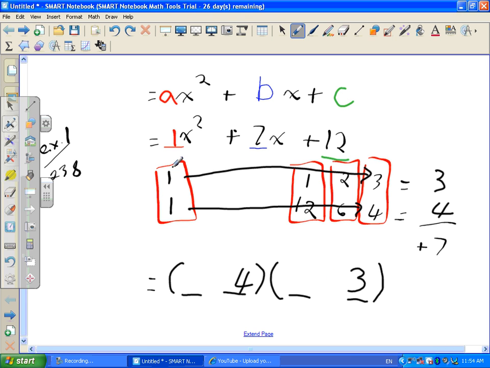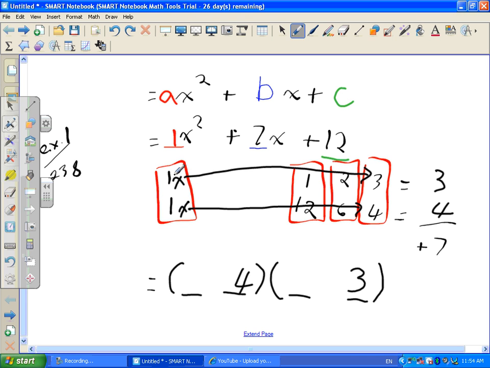Now the first term is this. Now I've done 1, but actually I have x squared. So I actually have to put an x to both of these. 1x times 1x is going to be 1x squared. Okay? Now I don't have to write those 1's in. They're not very important, right? I can just write x. So I've used this term and this term.